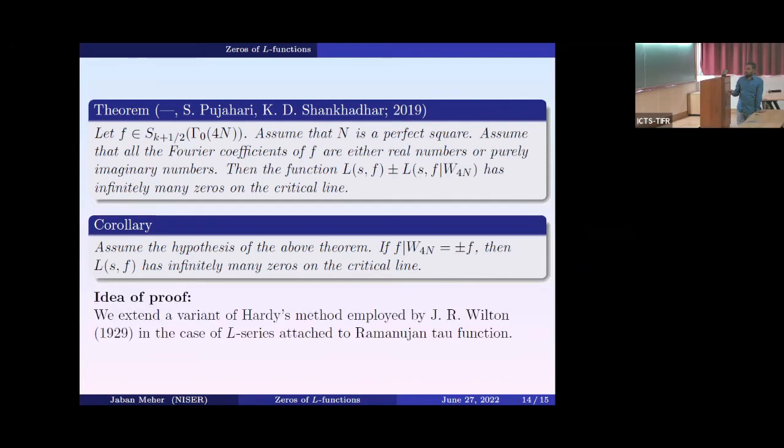This was first done by Wilton. Wilton considered the L-series attached to Ramanujan's tau function, and he used some kind of variant. Here also you have to consider two kinds of integrals, and then you need to get a contradiction by having a lower bound and an upper bound. So in this case, getting a lower bound is difficult.